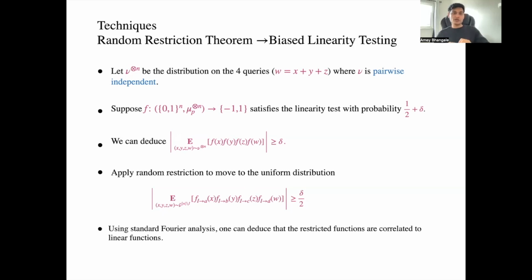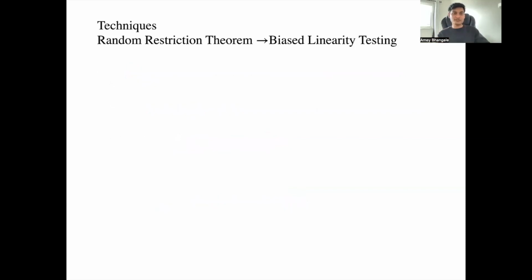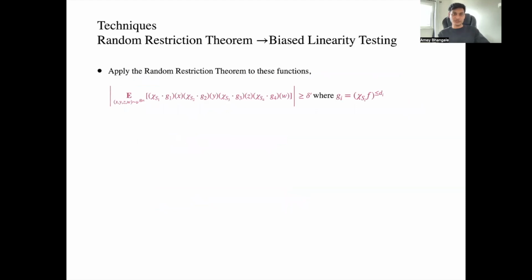So this is easy. Again, the point was that we started with the linearity test and concluded that the restricted functions are correlated to linear functions. And this is where we can use our random restriction theorem. When we apply the random restriction theorem to these functions, we get that the original F is also correlated to a product of a linear function and low degree functions.